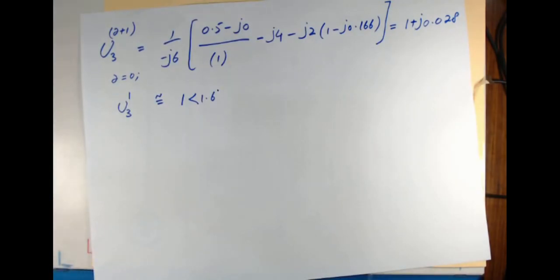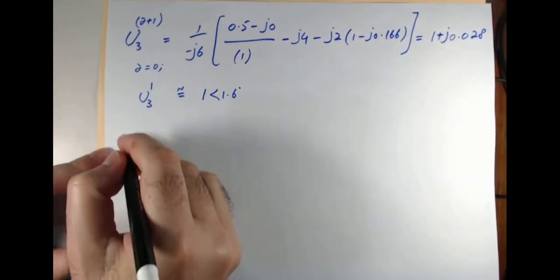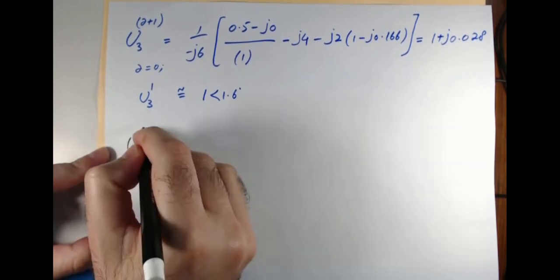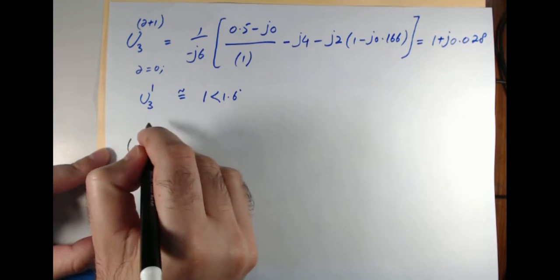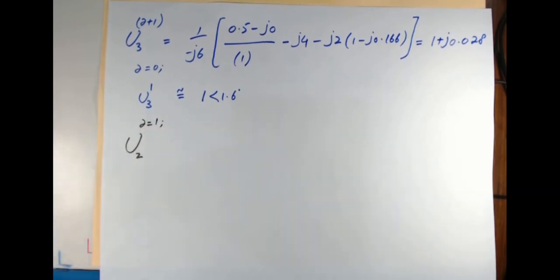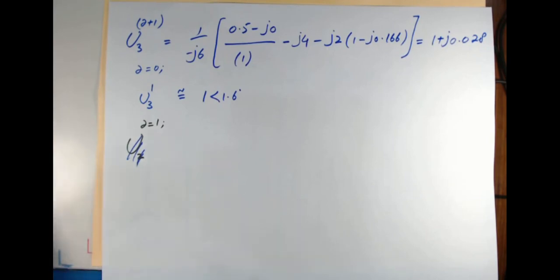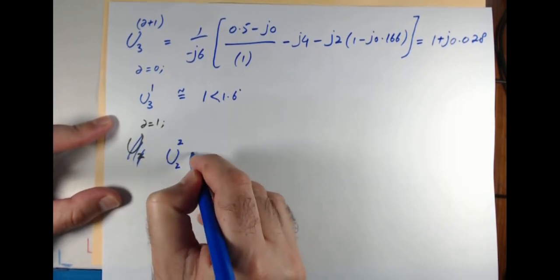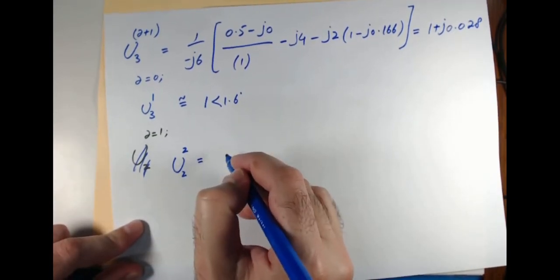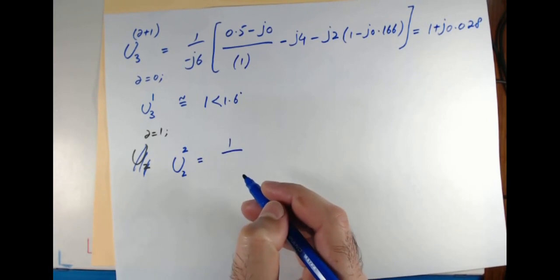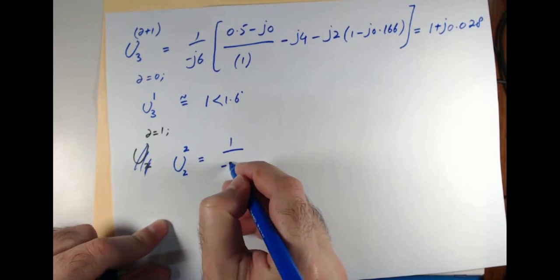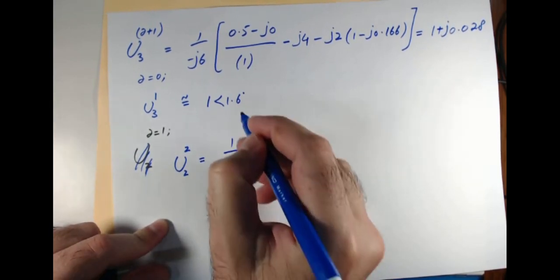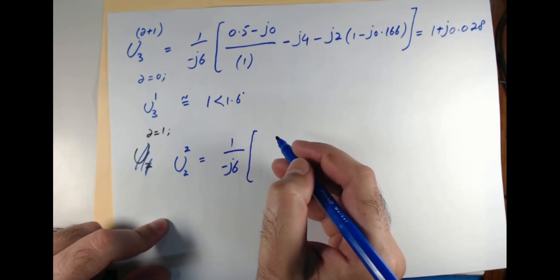Now U2 for rho equal to 1, let me write it again, for rho equal to 1, so let's start again. So that becomes U, rho equal to 1, and in the expression it is rho plus 1, so that becomes 2, equals 1 over minus J6, 1 over minus J6 with an angle, with the other values that we are supposed to put.